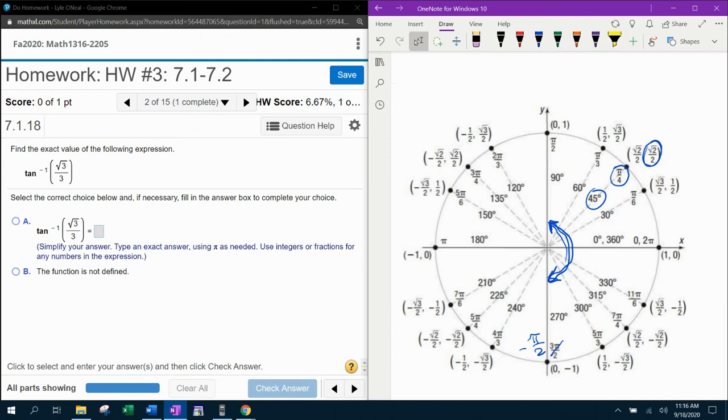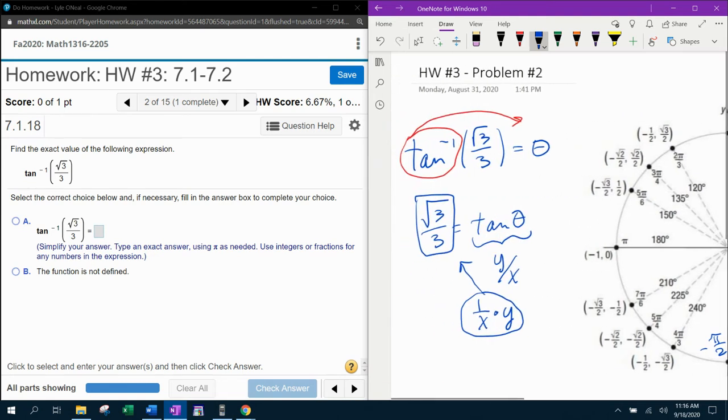So remember that the inverse tangent is restricted to angles from negative pi over 2 to pi over 2. That means we're restricted to looking in the first and fourth quadrant. And we know the fourth quadrant is out because if I multiply x times y in the fourth quadrant, that's going to give me a negative outcome, but we need a positive fraction, okay?